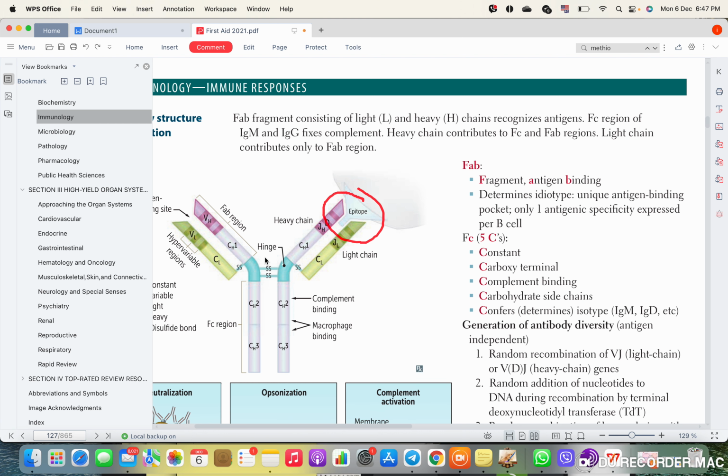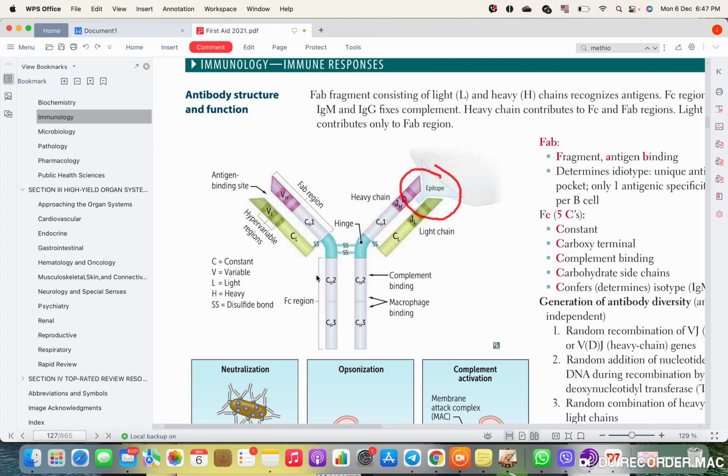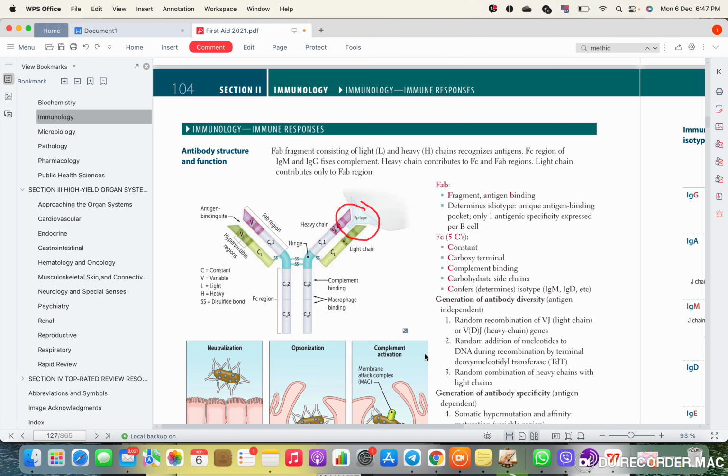Okay? If we speak about the Fc portion, the Fc region here, where we have the complement binding and where we have the macrophage binding, notice that it's constant. What does it mean, constant? It means that for different types of antibodies from the same group, for example, you have IgGs for influenza, COVID, strep pneumoniae, and Staph aureus, all of these antibodies will have the same Fc region.